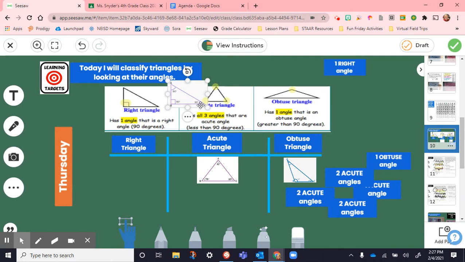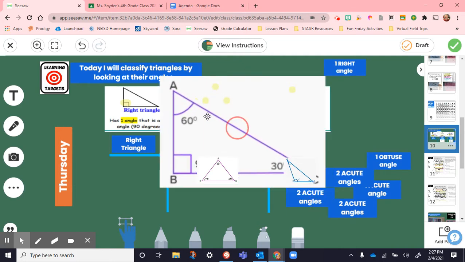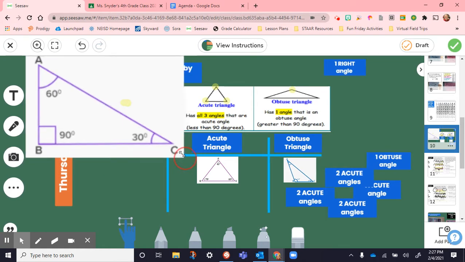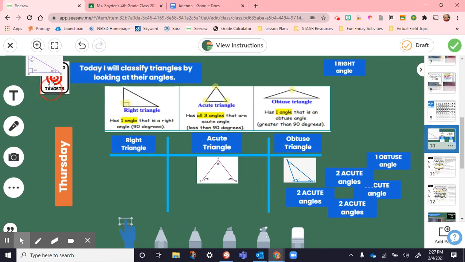This one here has 60 degrees, 30 degrees, and 90 degrees. So I see that the 90 there shows that that is a right. So that is a right triangle. So if it has all acute, you're an acute triangle. If it has one obtuse, you're an obtuse triangle. If it has one right, you're a right triangle.